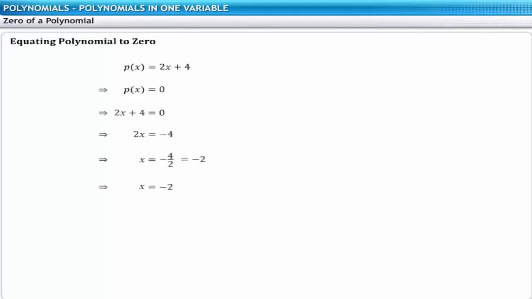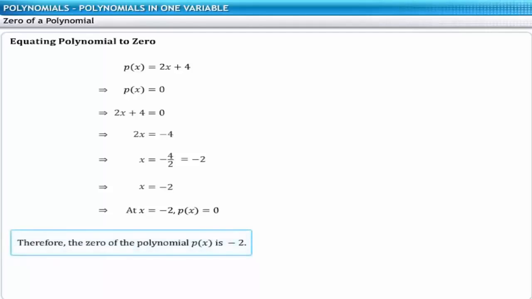x is equal to -2. This indicates that the value of P of x is equal to 0 if x is equal to -2. Therefore, -2 is the zero of polynomial P of x. Thus, you can obtain the zero of a polynomial by equating it to 0.